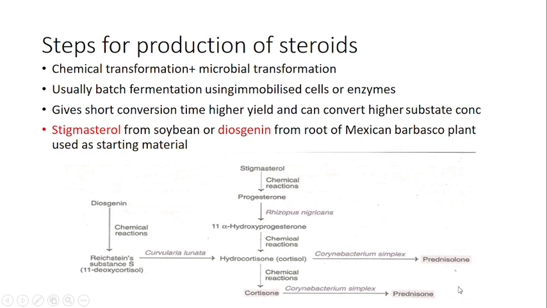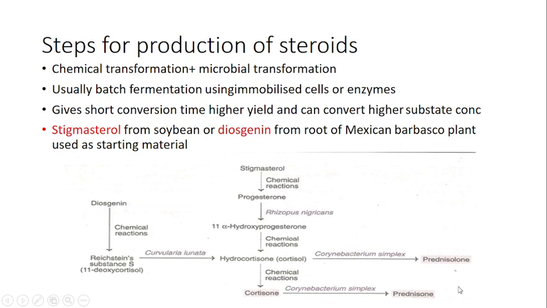For example, stigmasterol is converted into progesterone by several chemical reactions, and it is converted by Rhizopus to 11-alpha hydroxyprogesterone. This can again be converted into hydrocortisone by chemical reactions. This hydrocortisone can be converted to prednisolone, which is used for treatment of different diseases, and this conversion is a biotransformation done by Corynebacterium simplex. Or else hydrocortisone can be converted into cortisone, which is converted to prednisone by Corynebacterium simplex again.